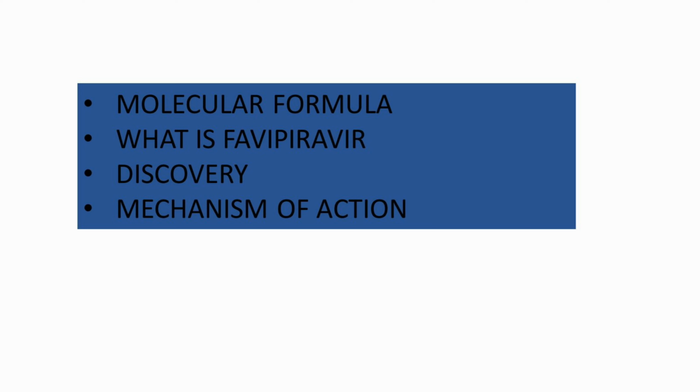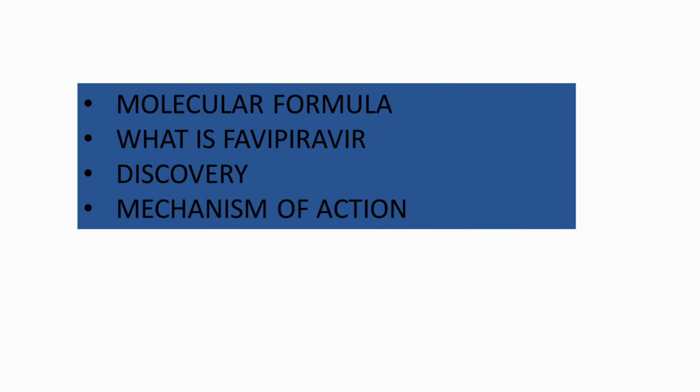Now we can look into the mechanism of action. We know that the existing antiviral drugs prevent the entry and exit of the virus. The mechanism of action of Favipiravir is novel when compared to these existing antiviral drugs. The active favipiravir RTP, that is ribofuranosyl triphosphate, the active form, selectively inhibits the RNA dependent RNA polymerase enzyme and prevents replication of the viral genome.